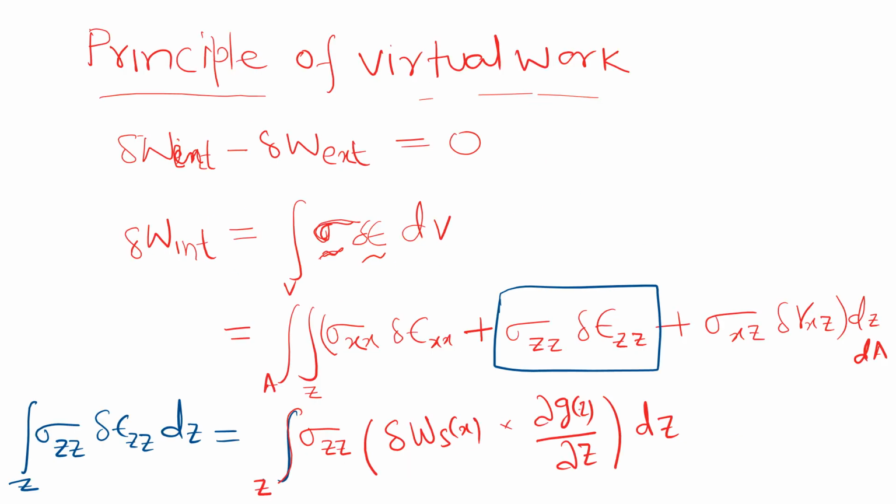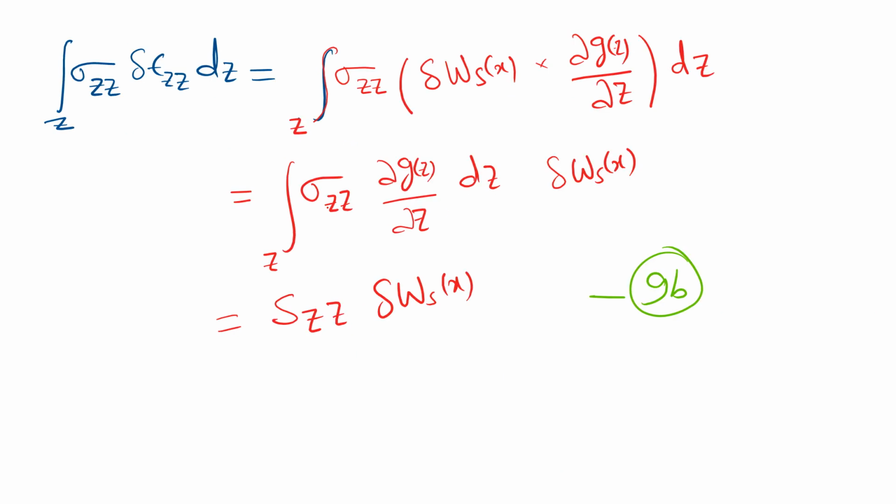Now again from the principle of virtual work, we are working on the second part, sigma zz into delta epsilon zz. We have already done the first part and we are going to do this now. We start by integrating with respect to z. So we have written here sigma zz into del g by del z into ws, and we have taken the function of x outside the integration. We have given the name of this integration as Szz into delta ws of x.